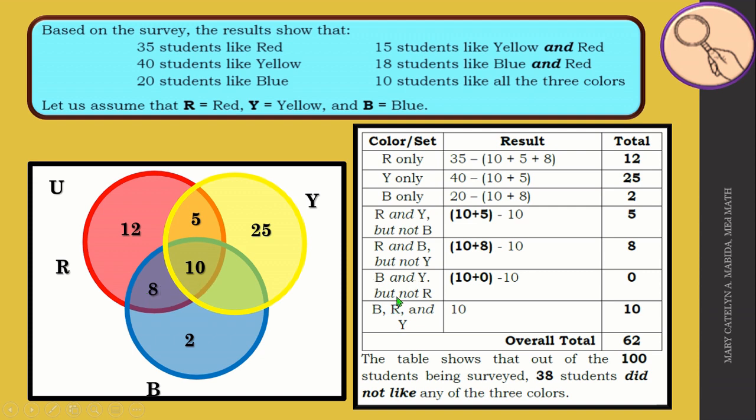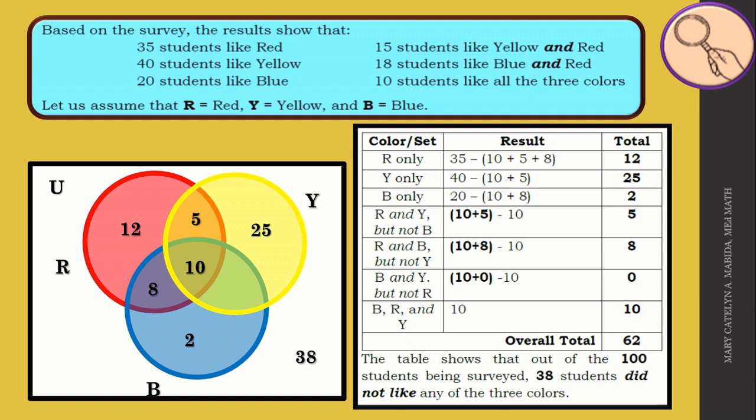Blue and yellow but not red. So let's take a look at this part of the Venn diagram. So this part here must be those people who like blue and yellow but not red. But take note that there's nothing in here. Therefore, nobody likes blue and yellow but not red. And lastly, for those students who like blue, red, and yellow, which is the intersection of the three circles, that would be 10. 38 of the students do not like red, blue, or yellow.